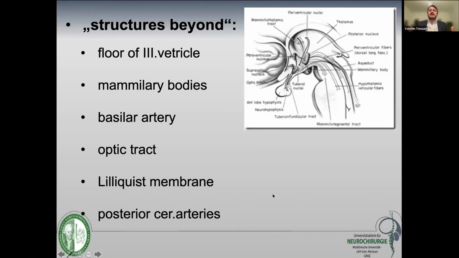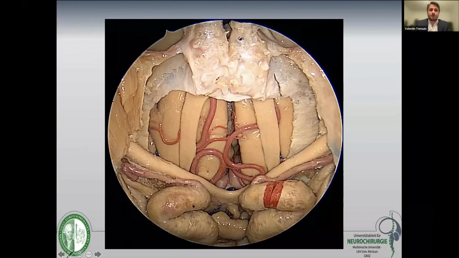The structures beyond are, of course, the floor of the third ventricle, the mammillary bodies further posterior and up, basilar artery, the whole optic tract, the Liliequist membrane that leads you into the third ventricle, and also then the posterior cerebellar arteries. But it's very beautiful if you try that on a cadaver dissection to really see what exposure you can achieve with an endoscopic approach.